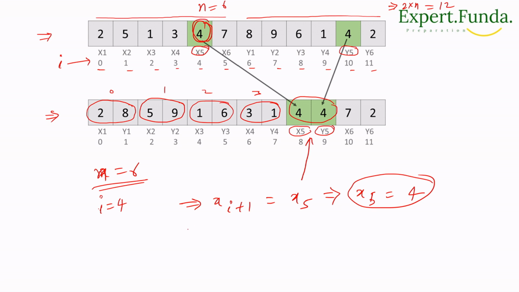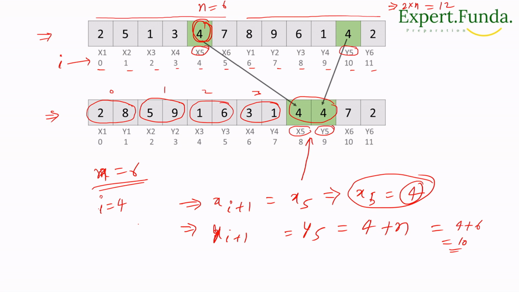Now similarly, for y5, y i plus 1, this is a pair, right? So we have to take y5. For y5, what x did we get? 4. So we will say 4, and plus the n value that we have here. So n is 6, so you can say 4 plus 6 is 10, right? So you can say n plus x5, and that is the value coming.